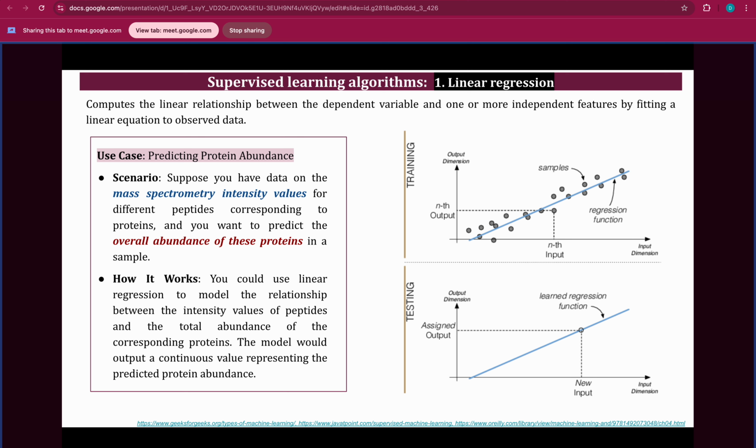For example, in my data set, if this is the intensity, it means that this many peptides are present, so I can associate intensity with the number of peptides or abundance. In such a case intensity will become my x-axis or independent variable, and abundance will become my y-axis, which is my dependent variable. When I'm trying to predict, my input will be my intensity value and my output will be the abundance. All such things can be done with linear regression, where we are trying to predict some numerical value.